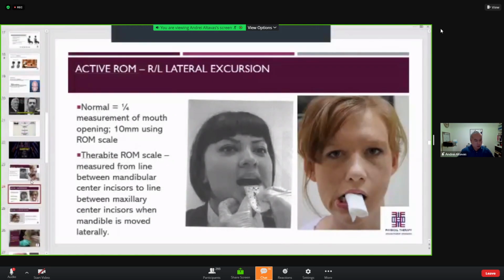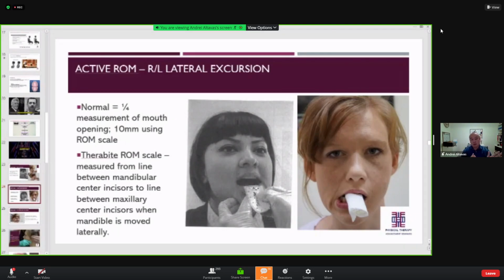Okay, so where are we now? Lateral excursion. That's another way. How to measure it: normal is usually one quarter of the measurement of mouth opening, so it's usually about 10 millimeters using the range of motion scale in each direction.